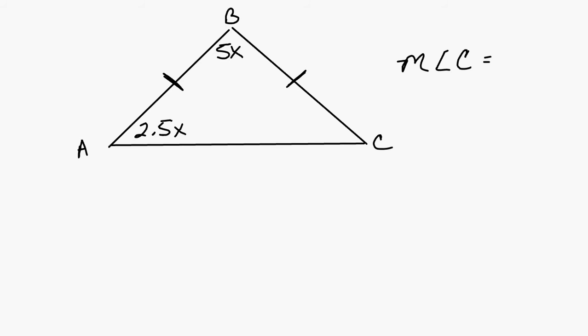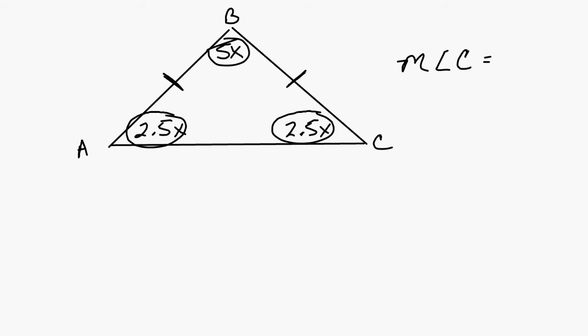Add them together. Subtract 180. You've got to solve for x first, don't you? So you add them together and set it equal to 180. If angle A is 2.5x, what's angle C? 2.5x. B equals 5x. What do all three of these have to sum to? 180. Alright, so what's 5 plus 2.5 plus 2.5?